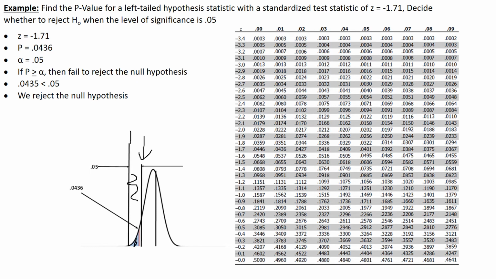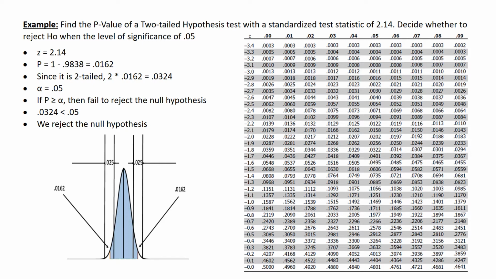Now, when I look at z of negative 1.71, there's negative 1.7, and here is 0.01. That ends up being 0.0436. 0.0436 is where this red line is. It's on the outside of 0.05. It's 4.36%, but this is 5%. So we'd reject it. It's on the outside.